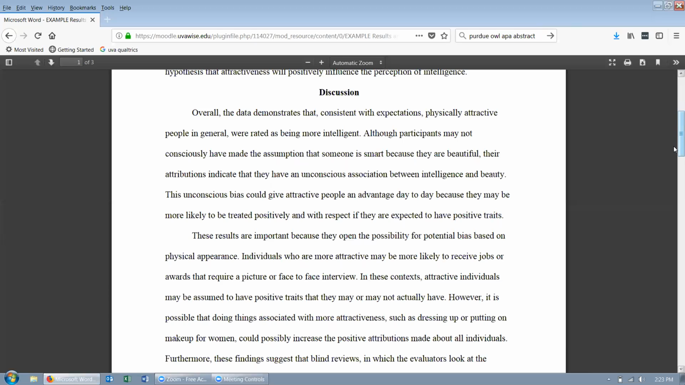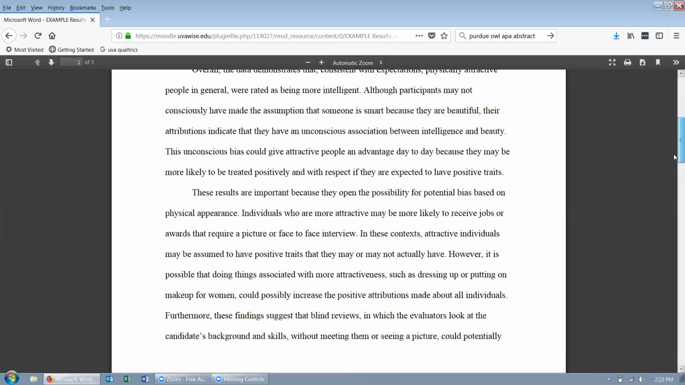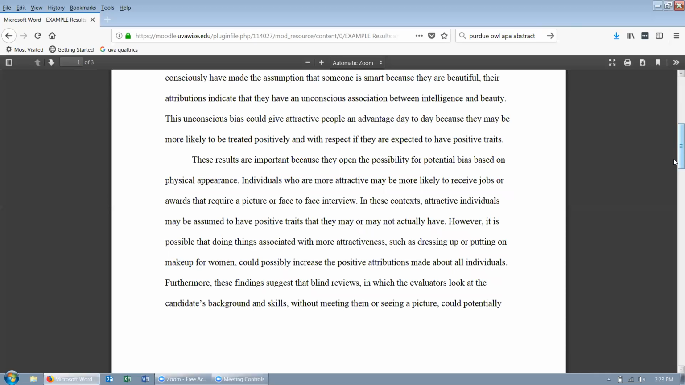The second thing that you're going to think about in the discussion is, what are the implications of these findings? So why does what you found matter? You want to extend beyond just the experiment you did and think about how it can be applied to the real world. In my example, I'm talking about the results and how they might influence bias on the job market or in education or in interviews.